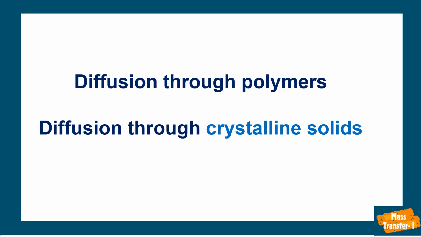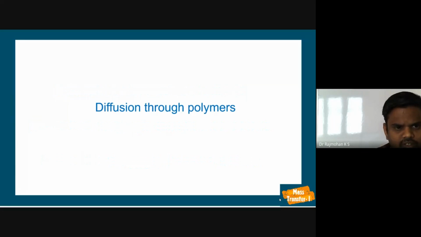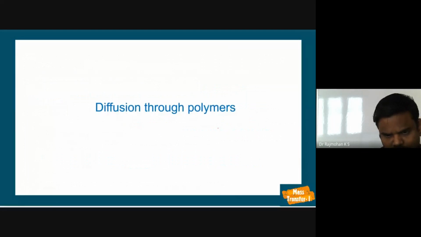We will discuss polymers, and we even did a numerical in the previous class, where we solved a numerical on hydrogen diffusing through neoprene rubber. That comes under this category, diffusion through polymers. So if you look at diffusion through polymers, you have a solid. If you consider a membrane, you have a solute.